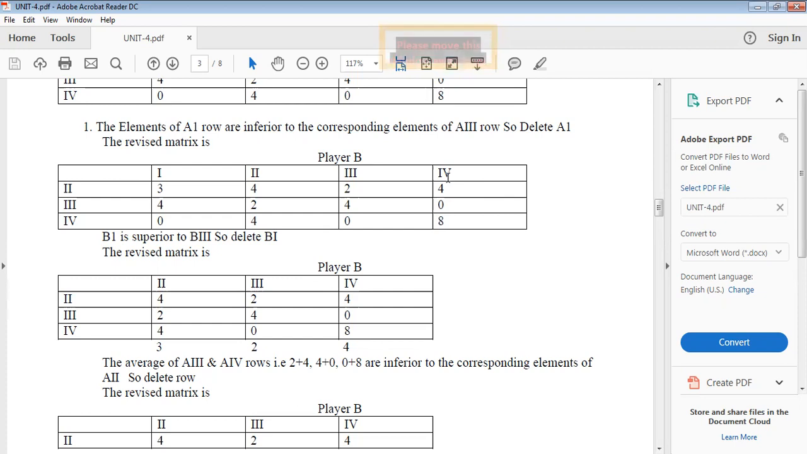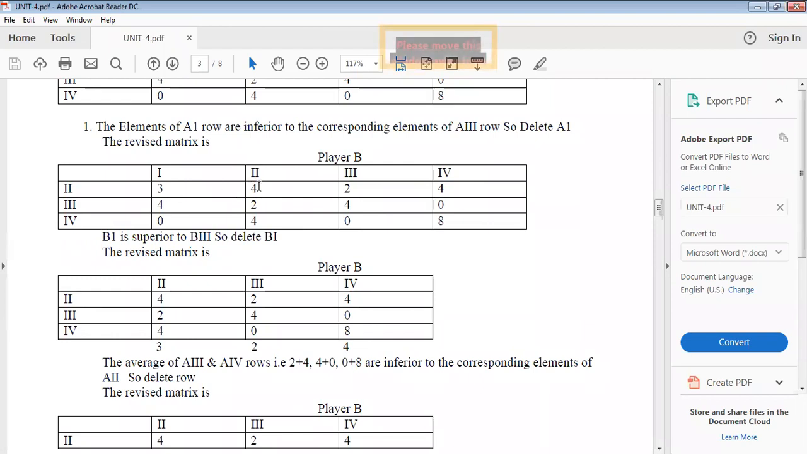And if you take up fourth and first, 3 is inferior, it's not dominating. 4 is dominating, but 0 is not dominating. 8 is dominating 0, and 4 is dominating 3, but 0 is dominating. Hence, you cannot compare the fourth column and first column. So you cannot compare the first column and second column.